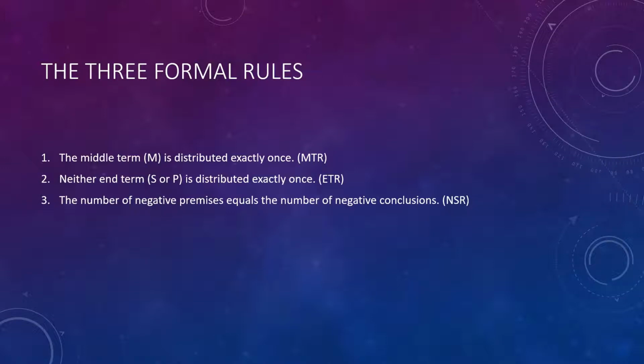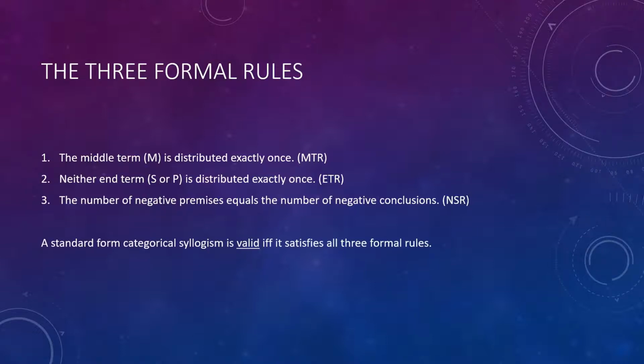The third rule doesn't make any reference to distribution. It simply says that the number of negative premises equals the number of negative conclusions. So if there's a negative premise, there has to be a negative conclusion. If all of the premises are affirmative, the conclusion also has to be affirmative. And if your syllogism has two negative premises, it can have at most one negative conclusion, so it would automatically violate the negative statements rule, NSR.